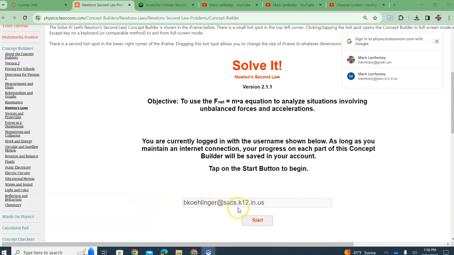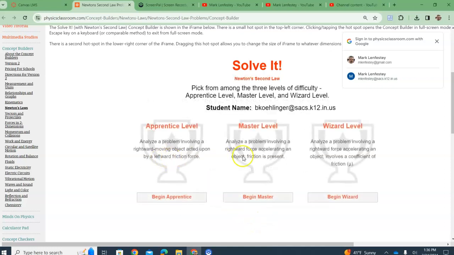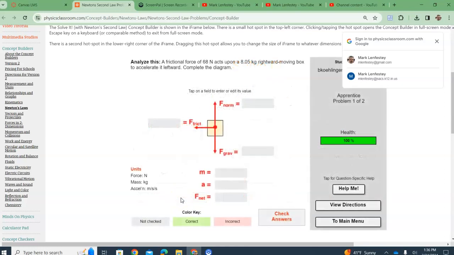Okay, I want to do a real quick video of how to do the Solve It, Newton's second law, Solve It concept builder. And you're going to be doing the first two trophies and then submitting a picture. So it tells you here a frictional force of 68 newtons acts on it, and it tells us the mass. So it's going to give us information here that will help us fill in some of the blanks.